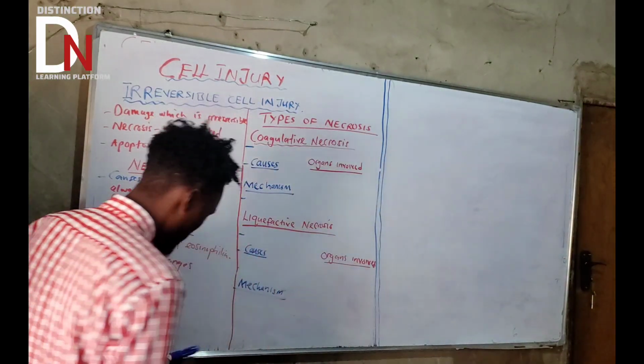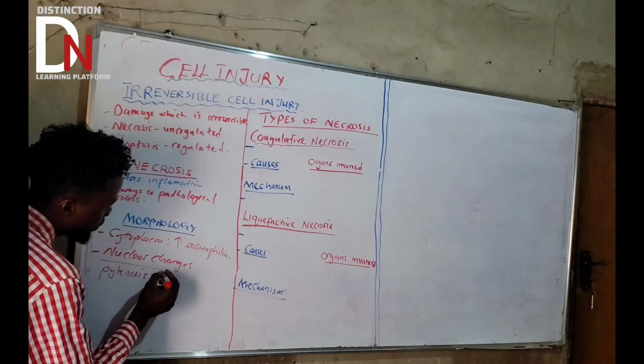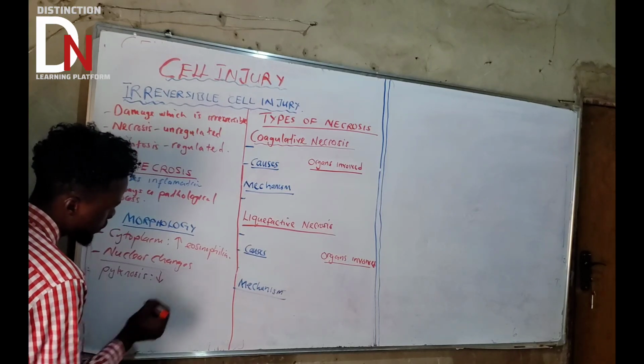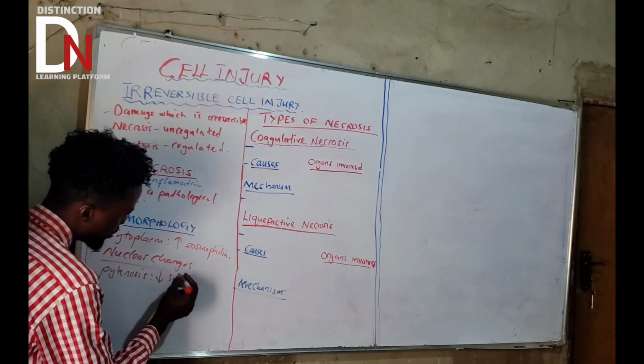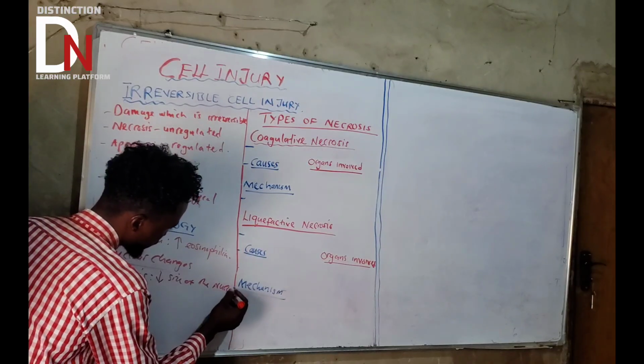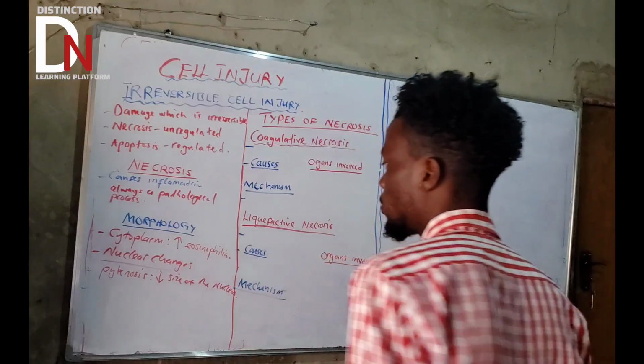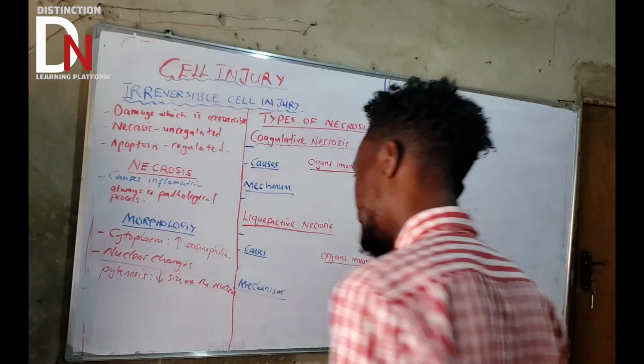So what are we saying? Under pycnosis, the nuclear size is going to decrease. The size of the nucleus is going to decrease. That is pycnosis. What else?